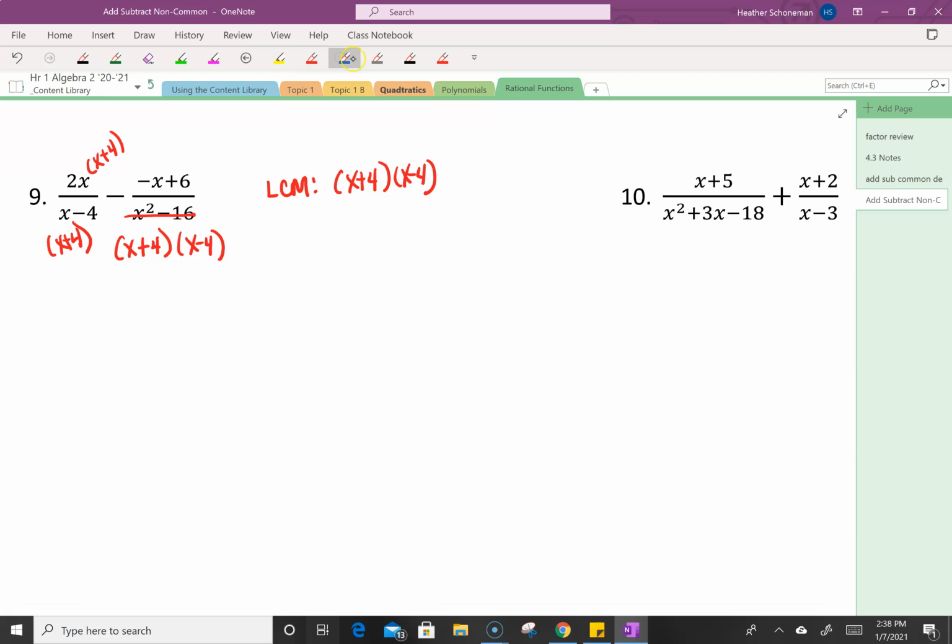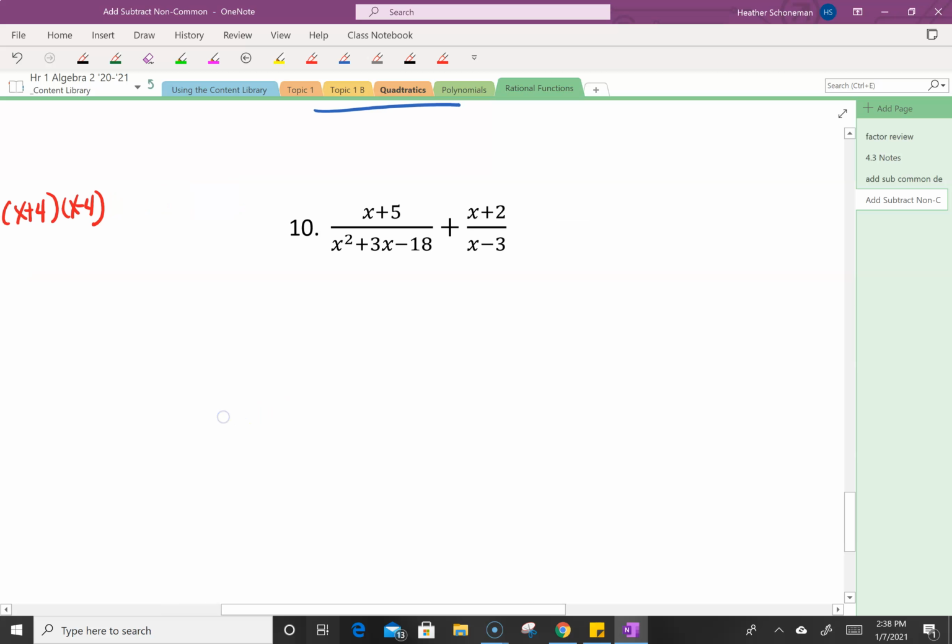But what I want you to be careful with is because this is a minus, you're subtracting everything on that top parentheses. So I'm going to change it to a plus, and then I'm going to change the sign of everything on the top.